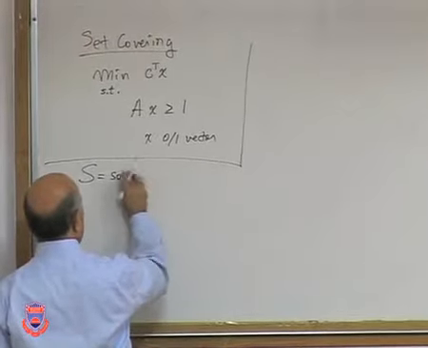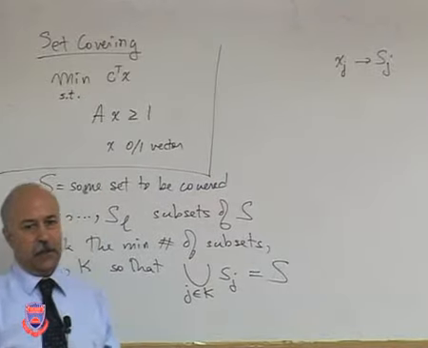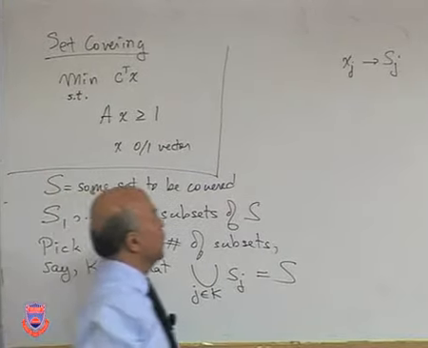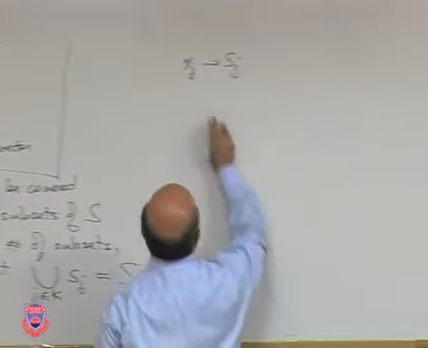And how do you turn that into a set covering problem? Well, all you do is you define a 0, 1 variable xj for each Sj. Xj is 1 if you pick the jth subset, and 0 if you don't. So xj is 1 if j is in the picked set, 0 if not.